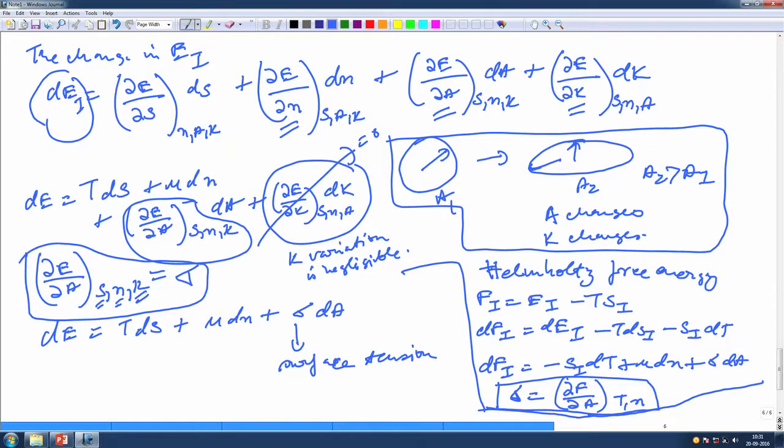So, we end lecture 1 with the surface tension, that is, what surface tension is. In the next lecture, we will consider the other alternative definitions of surface tension.